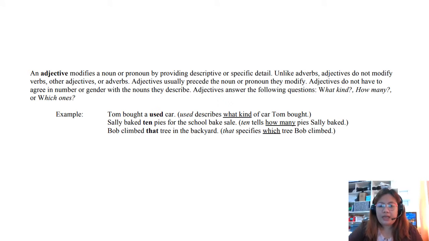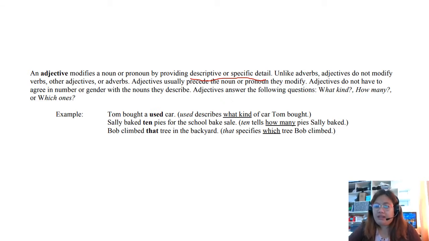So to define, an adjective modifies a noun or a pronoun by providing descriptive or special detail. Unlike adverbs, adjectives do not modify verbs, other adjectives, or adverbs, but they only modify nouns and pronouns. Usually in the sentence, they are placed before the noun or pronoun the adjective is going to modify.